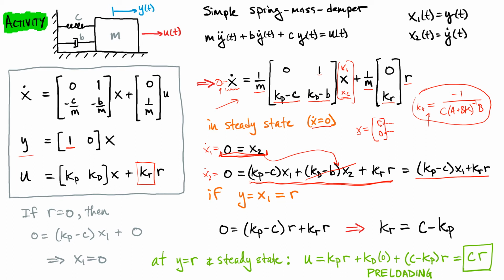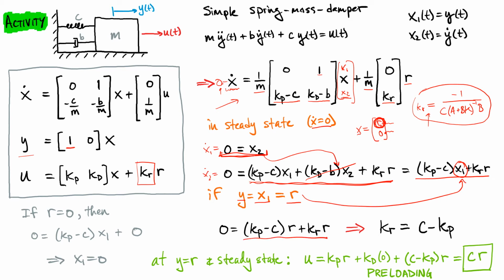And so far what we've done is we've just said that in steady state, we want the system to essentially stop moving. Now what we're going to do is say we want this value x1 to be equal to our desired reference. So now we're going to say that y is equal to x1, and we want that output to be equal to our reference r. And if we plug r straight in there for x1, we get this expression.